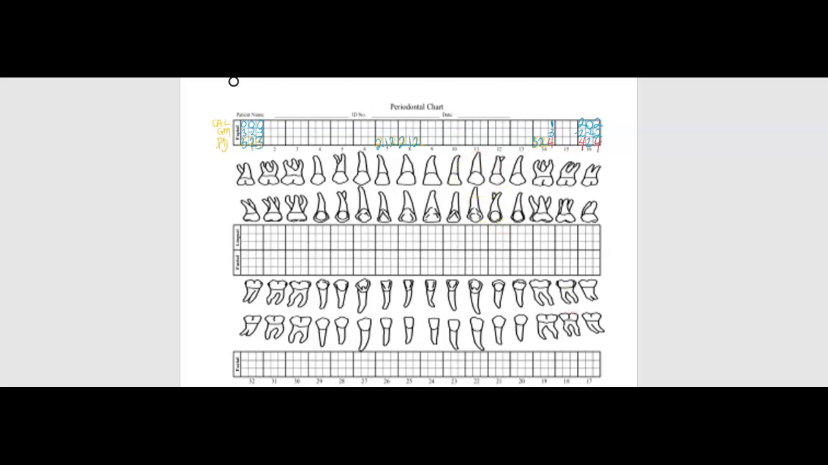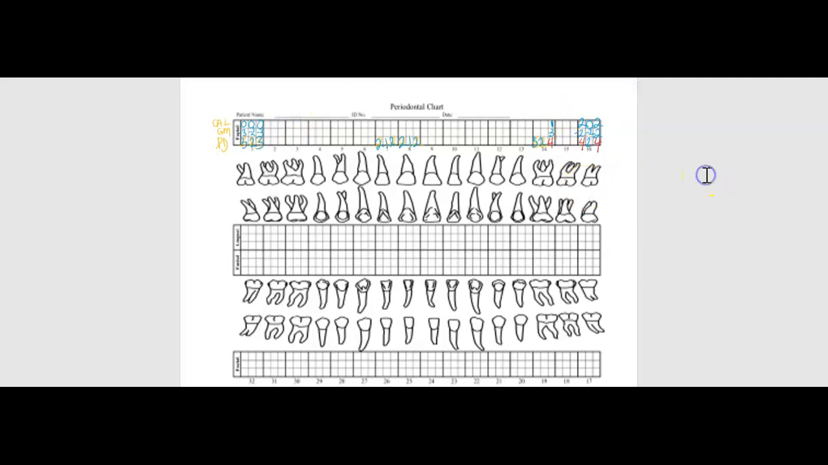So let's look at the probing depth. These are all the probing depths. This is the gingival margin line. This is the CAL.